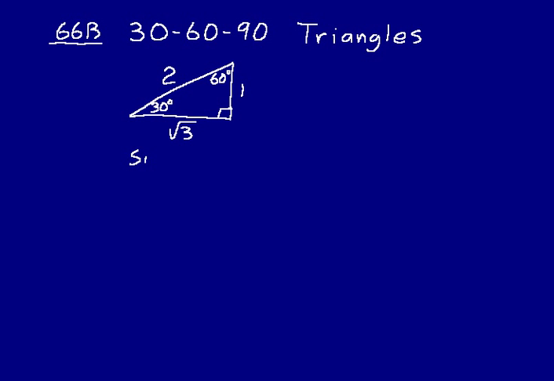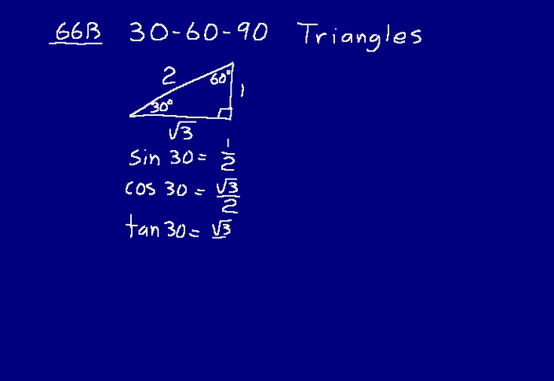And so sine of 30 is equal to opposite over hypotenuse, or 1/2. Cosine of 30 equals adjacent over hypotenuse, or square root of 3 over 2. Tangent 30 is equal to opposite over adjacent, which is 1 over the square root of 3, or square root of 3 over 3, if we want to write that with the denominator rationalized.